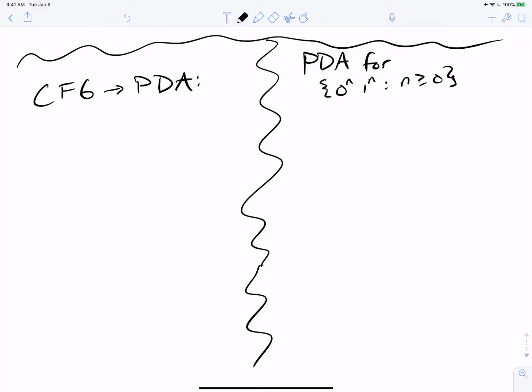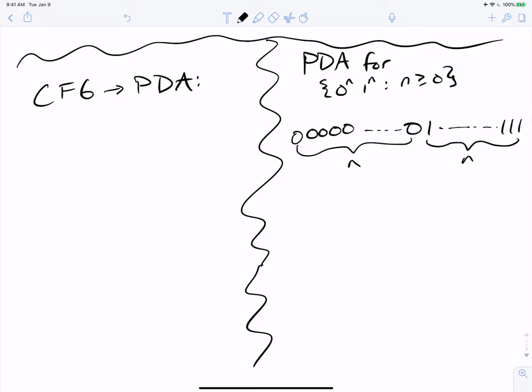Well, let's suppose that I have a bunch of zeros and then a bunch of ones after it, and they have the same number of them. Let's say n of them, although the number doesn't matter, as long as it's the same. Well, how could I use the stack to my advantage here? Note, the stack can grow as big as you want it to be. But remember, you can only access the stuff at the top of the stack.